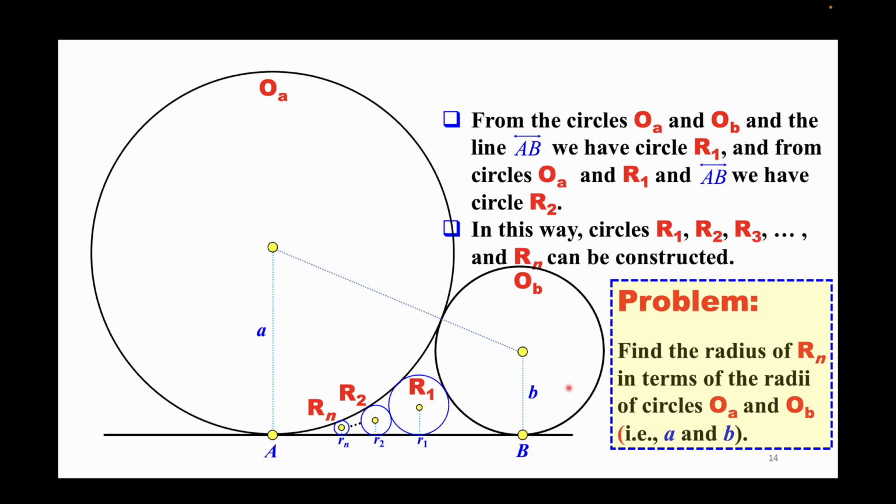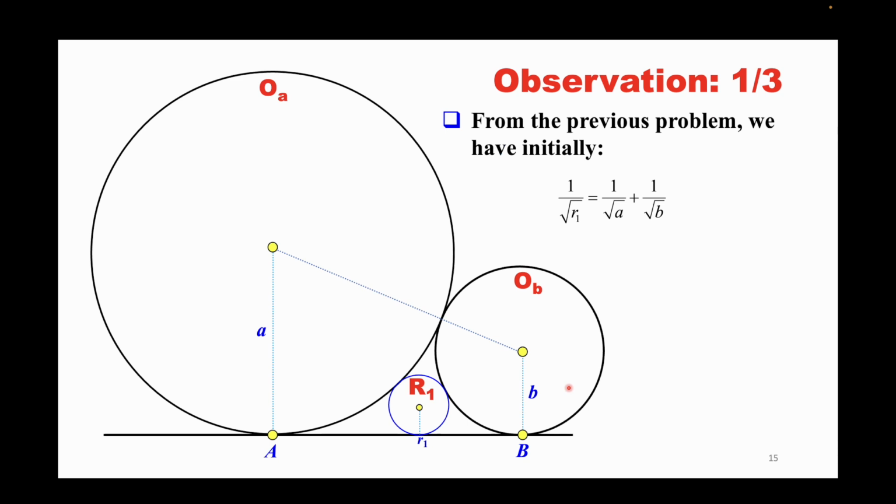Is this difficult? Not at all. Much Japanese temple geometry has a similar flavor. Given something, we are able to construct a sequence of similar figures. And then the question is, what is a certain parameter in this sequence of figures? In the future, we will talk more on this topic. So let's start our analysis.